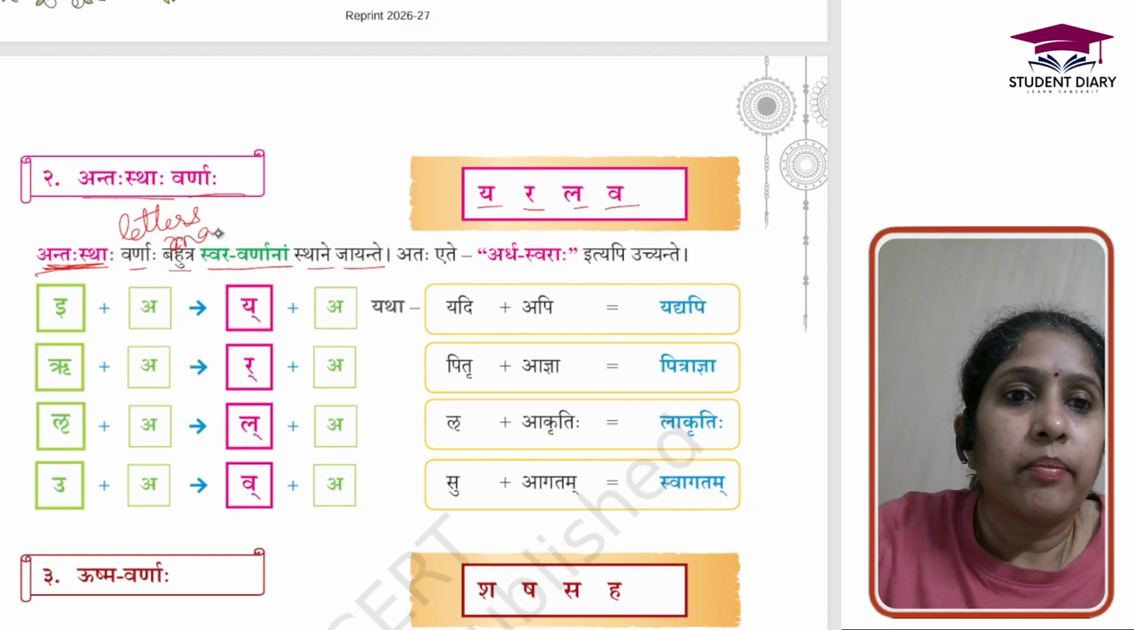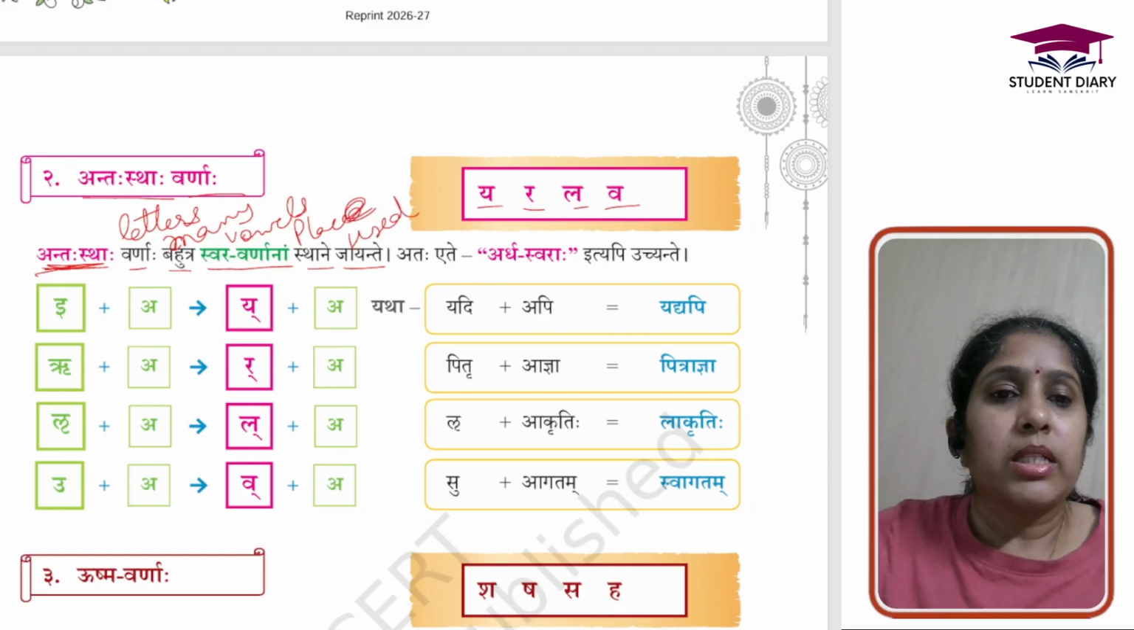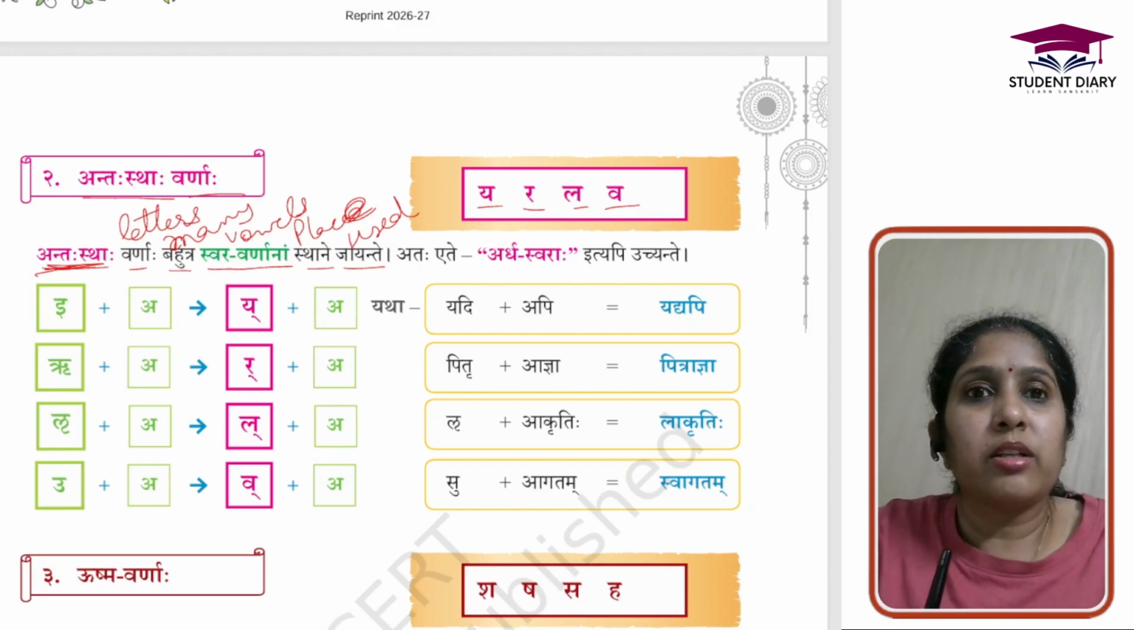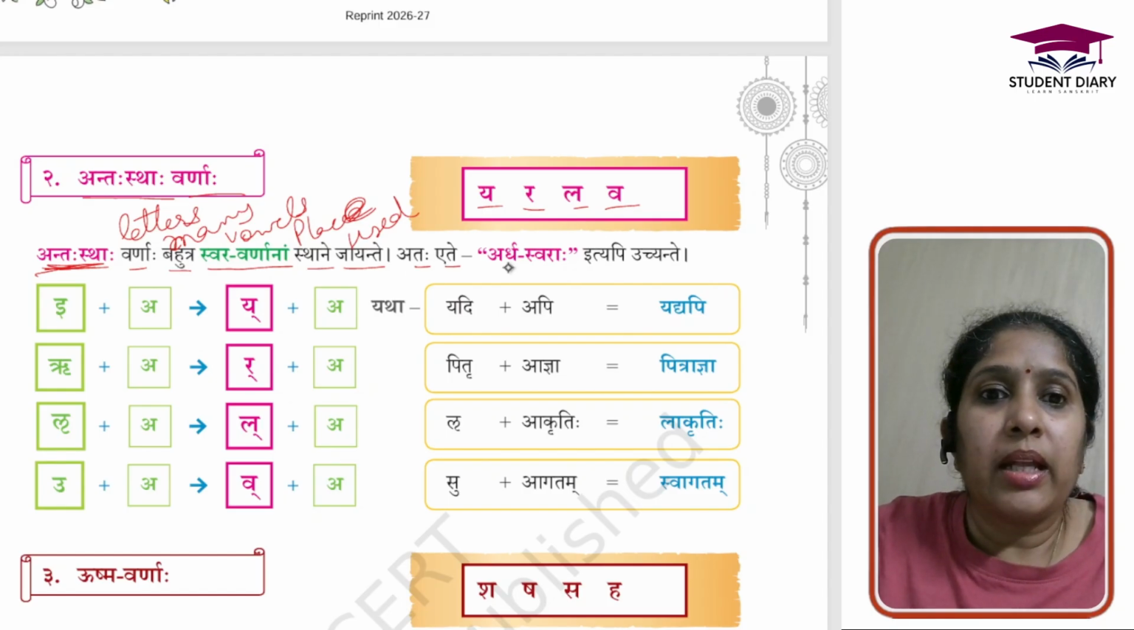Bahutra means many. Swar varnanam means the vowels. Sthane means place. Jayante means you can say that used, you can say here. So it's like in place of many swar together, if we want to use, in place of that we use the antastha varna. Okay. Atah ete ardhaswaraha iti api uchyante.